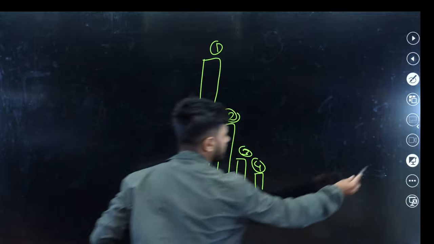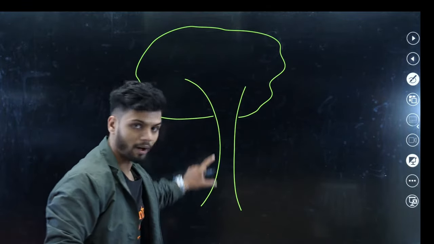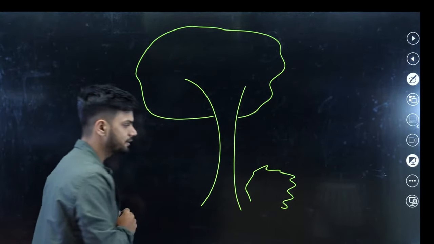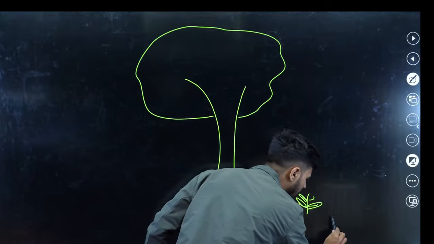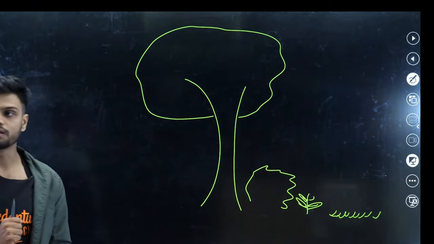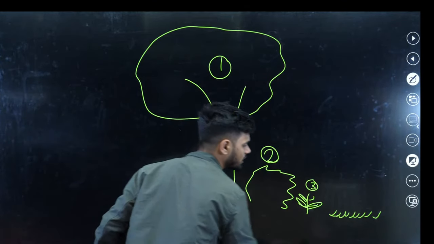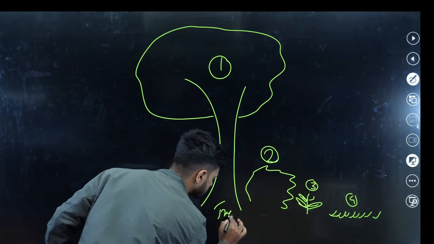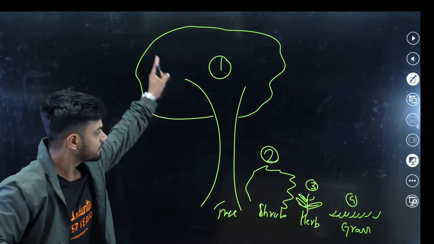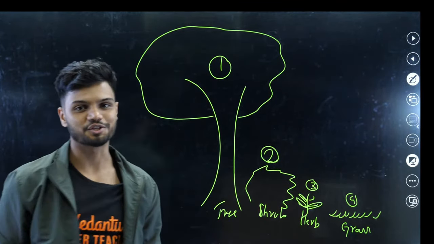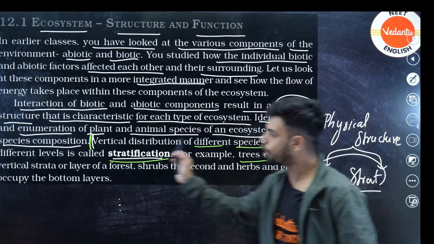Listen to me very carefully. Students, this is a tree here. Yes, this is one level. Then we have certain shrubs here. Then we have a small herb here. Then we have small grasses. So this is the first level, the shrub is the second level, the small herb is the third level, and finally the grass. This is your tree, this is your shrub, this is your herb, and finally this is the grass. Can you see? Vertical level of distribution. This is called stratification. Clear?